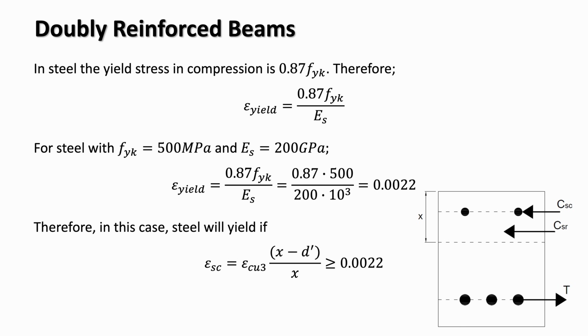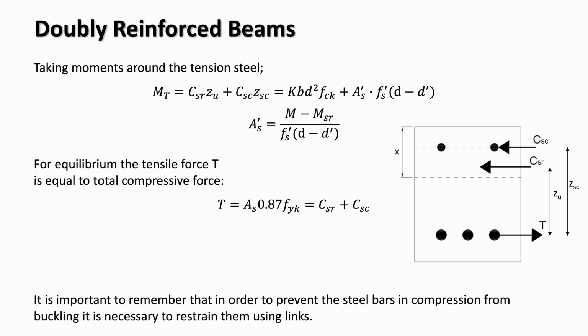Whether that happens depends on the position of the steel relative to the neutral axis. And we'll see exactly how to calculate this condition when we work through the example. And finally, we can bring together the moment equilibrium for a doubly reinforced section.